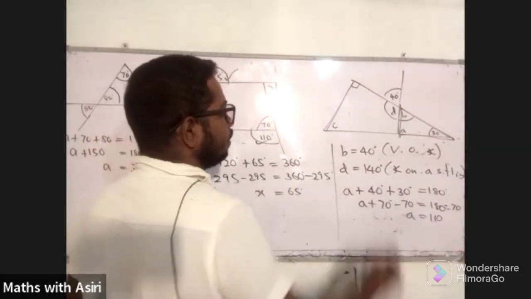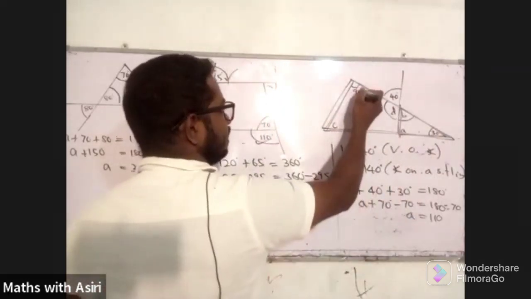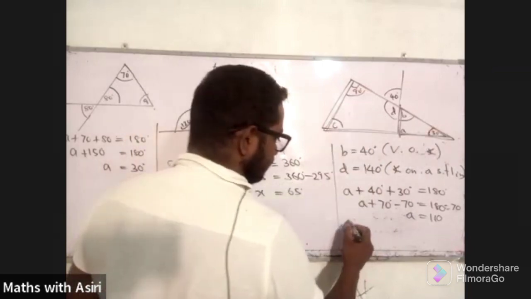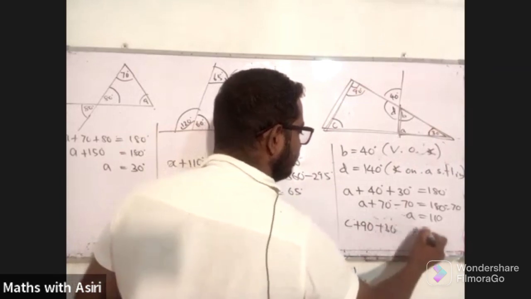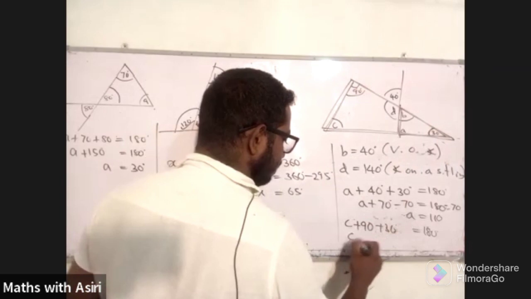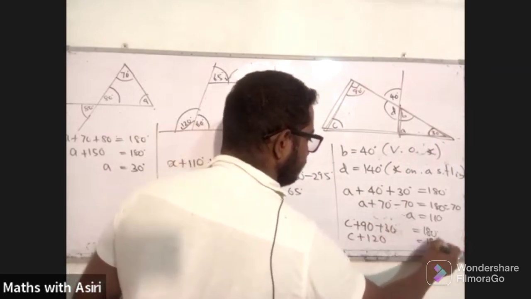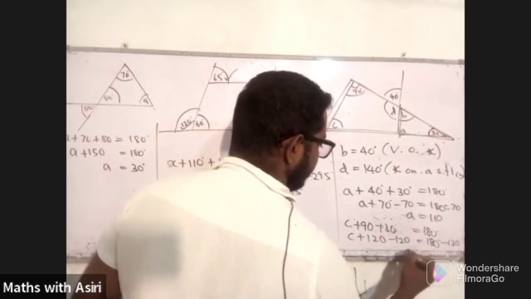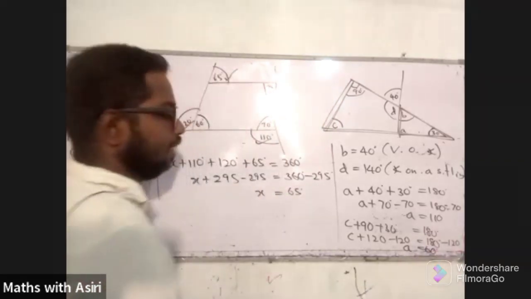Then consider this large triangle. This is 90. This is 30. We don't know C. C plus 90 plus 30 equals 180. 90 plus 30 equals 120. Subtract 120 from both sides. C will be 60. The answer of C is 60.